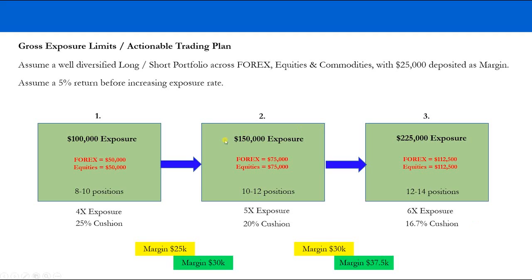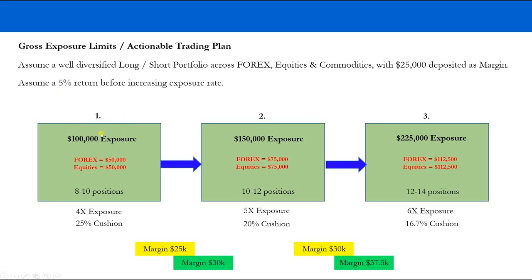In step one, we're putting $25,000 into our trading account. We're yet to make any money. We're yet to lose any money. So we have to apply an exposure rate that gives us a chance of making good money in a well-diversified long-short portfolio across Forex and equities and maybe commodities. Gives us a good chance of making money, but is not ill-disciplined enough where we're going to receive a margin call very easily. We want to ease our way in to building our exposure and make money along the way.